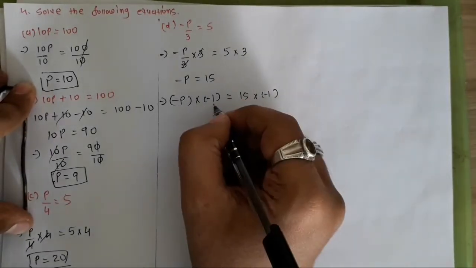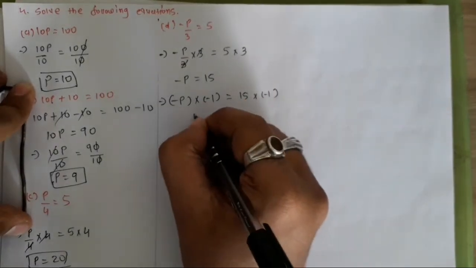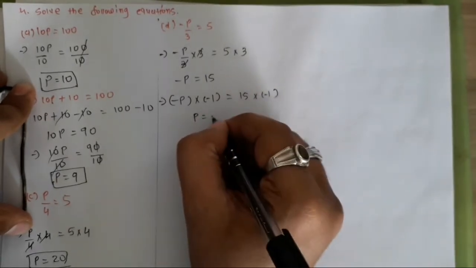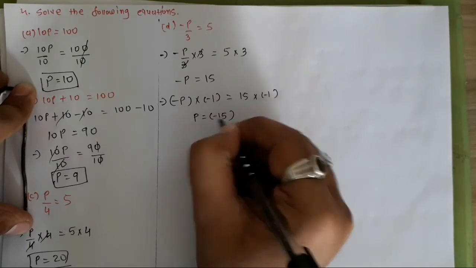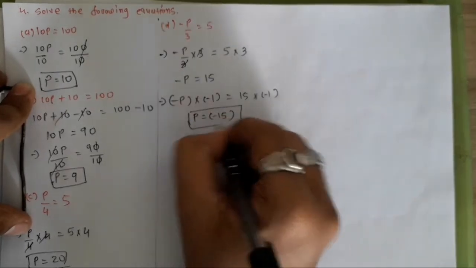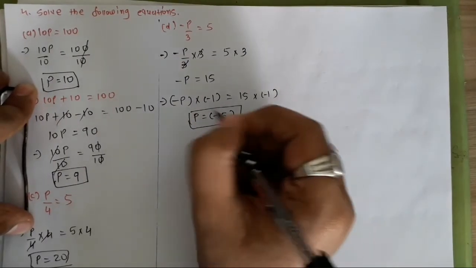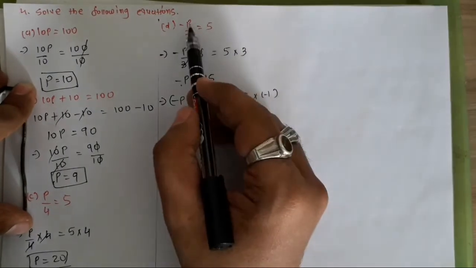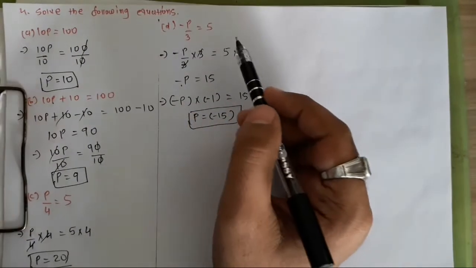Now here minus minus plus, so it will become positive p, as we studied in integers, and 15 into minus 1 will become minus 15. So p equal to minus 15 is my solution for the given equation. If I put minus 15 here in place of p, then I will get 15 as my answer.